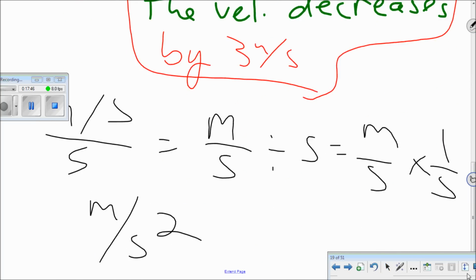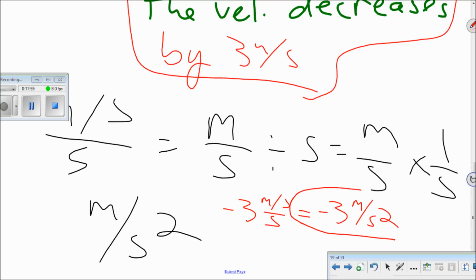All right, so negative 3 meters per second, we will always write as negative 3 meters per second squared. And that is how we'll say that. Negative 3 meters per second squared. And just in your head, you should think, oh, that means the same as negative 3 meters per second. It's measuring the rate at which the velocity changes. Okay?